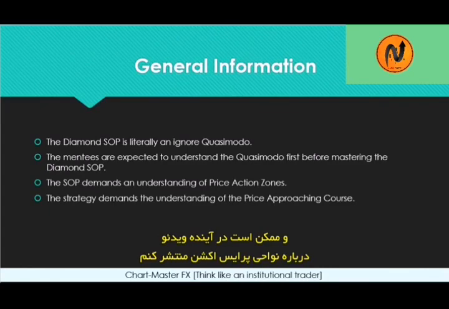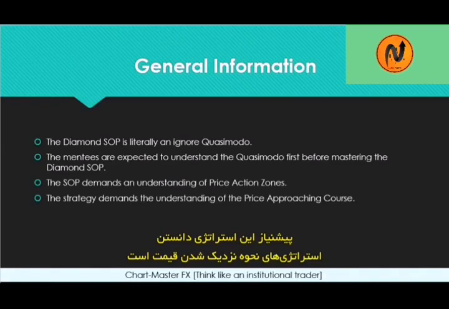In the future, maybe I may publish the price action zones, but it doesn't matter much in this course, because with this simplified one, you can trade it successfully even without the understanding of the price action zones.